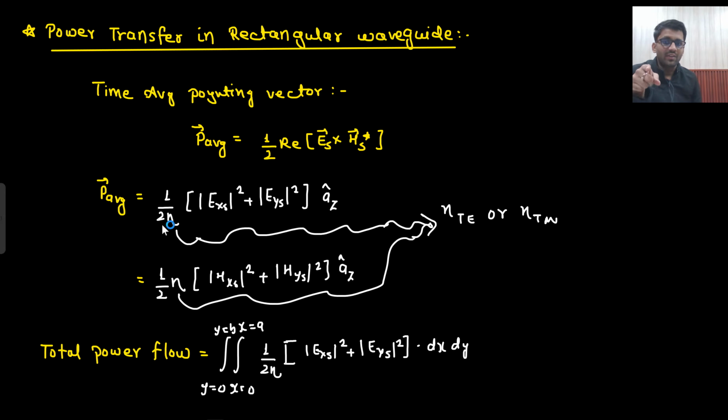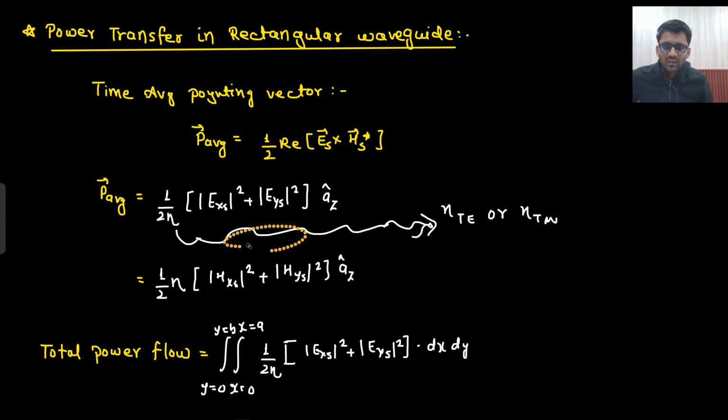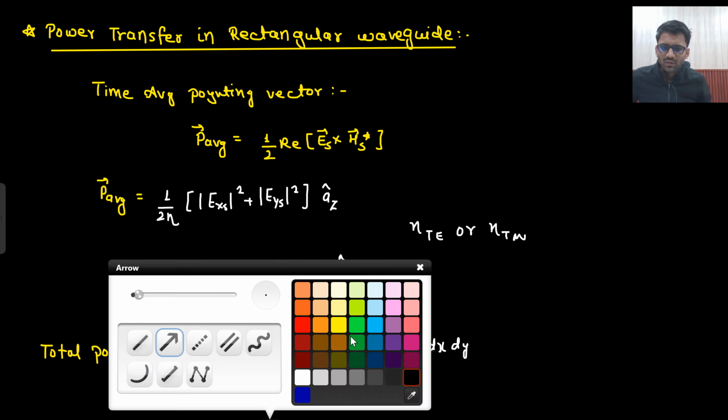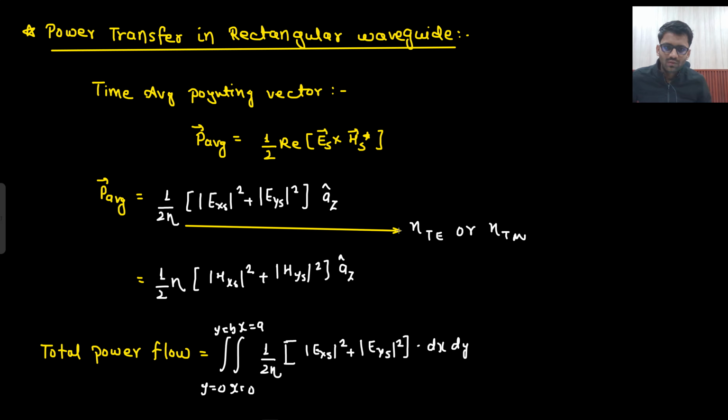Here I have written eta, but if it is TE mode, you will write down eta TE, and if it is TM mode, you will write down eta TM. Okay, let me make these lines better. How can we show it? Okay, it is fine. Yes, this is how we can show it.